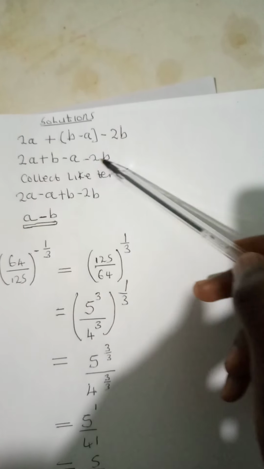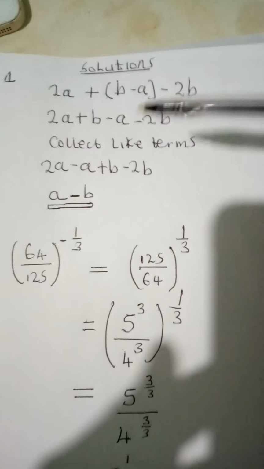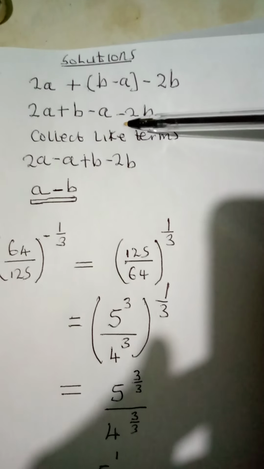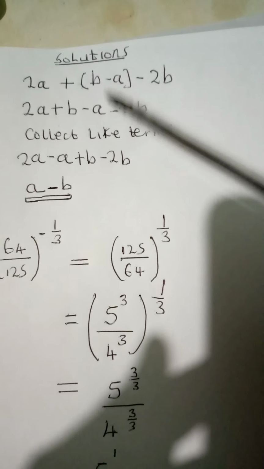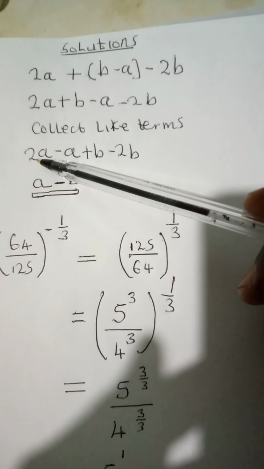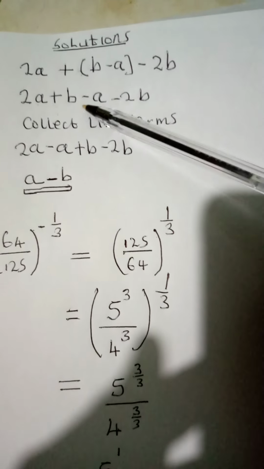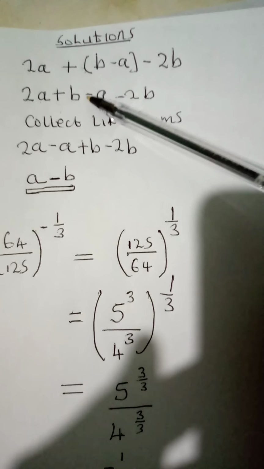Then from here now, what we do is we just group the like terms together. Remember that this is just a simplification question. There is no equal sign here. It's just an expression. So we have to collect the like terms together. We get the 2a, we bring it here. Then we get this a. Remember, when you're getting this a, you get the a together with the sign it is having on the left. It is a negative sign.